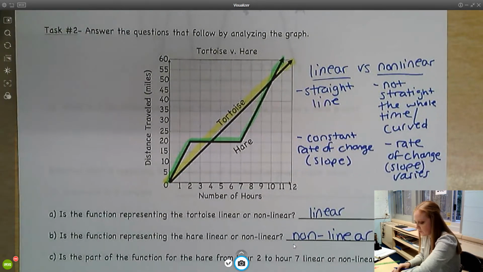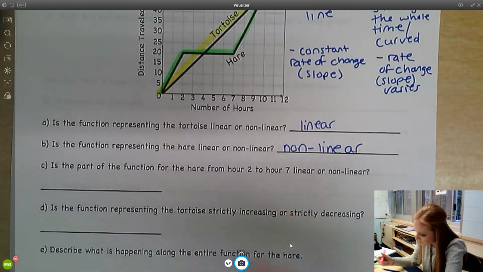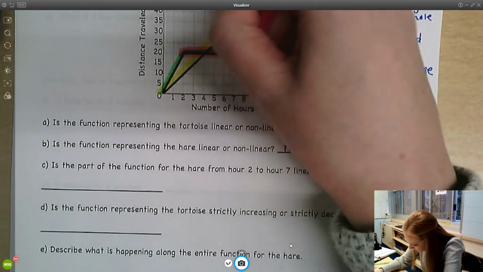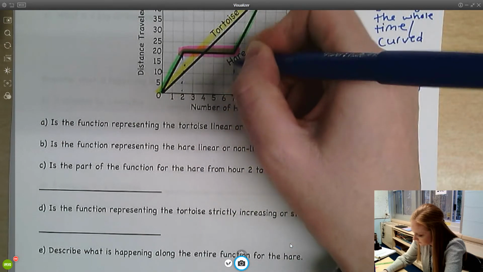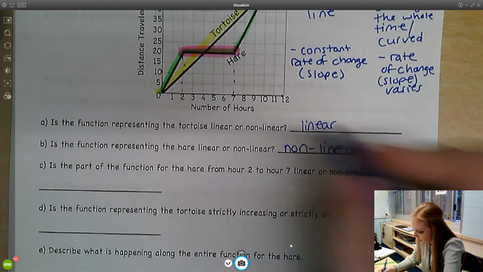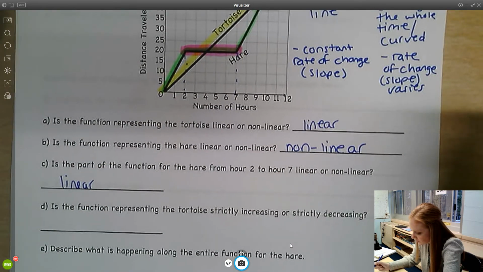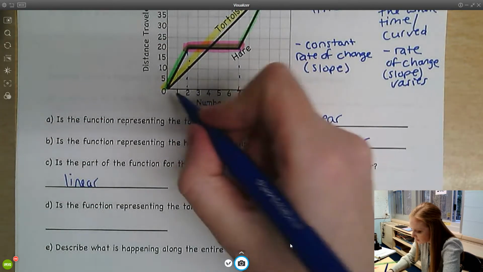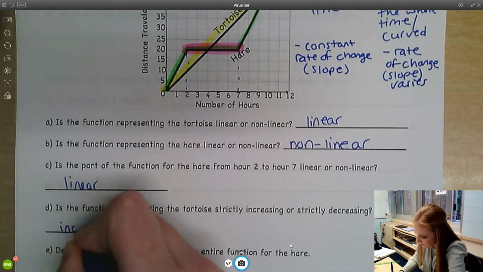Is the part of the function for the hare from 2 hours to 7 hours linear or nonlinear? So from 2 hours to 7 hours, that would be right here. So that is a straight line, so that is linear. Is the function representing the tortoise strictly increasing or strictly decreasing? So the tortoise, as you go from left to right, is going upward, positive slope, so it's increasing.